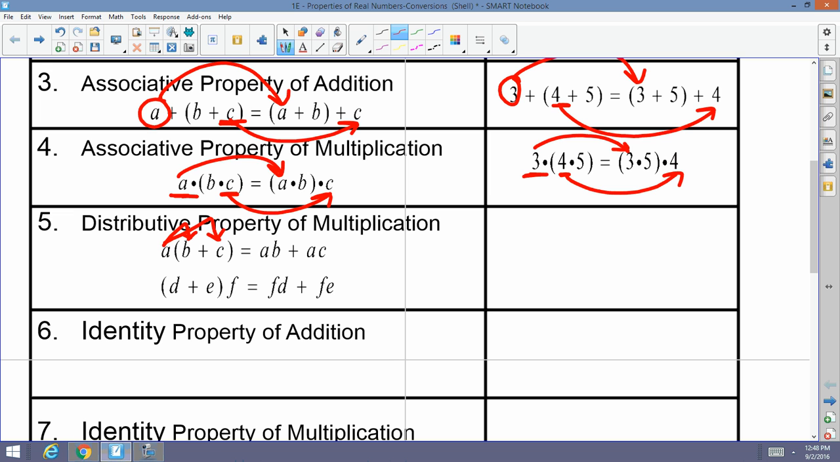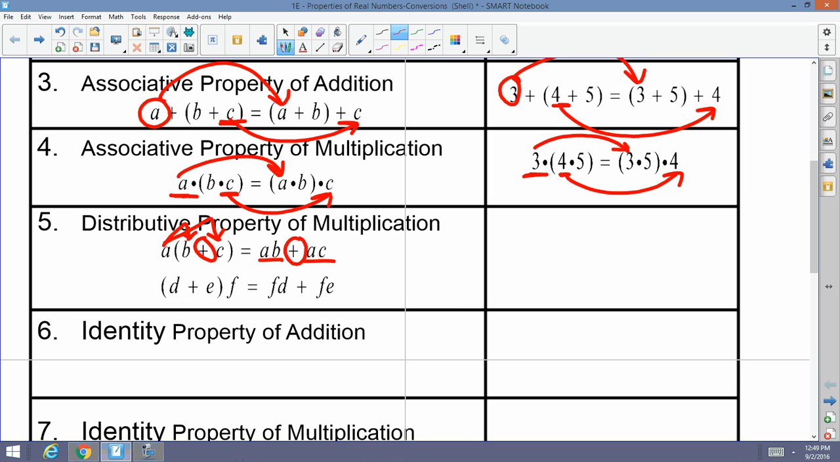This is a basic distributive property, but I can have 4, 5, 6, 10 terms inside the parentheses, and that outside value, whether it be a number or a variable, must be distributed or multiplied to every single term inside. So A times B is AB, A times C is AC, and there's a plus in the middle because they are being added.